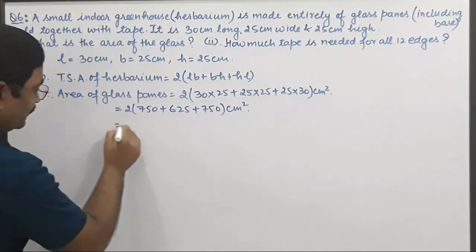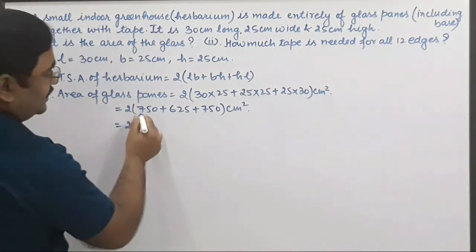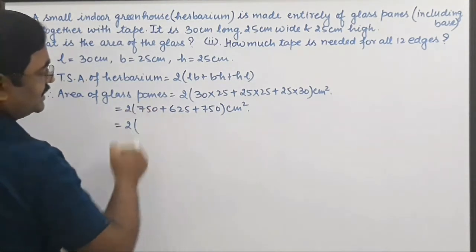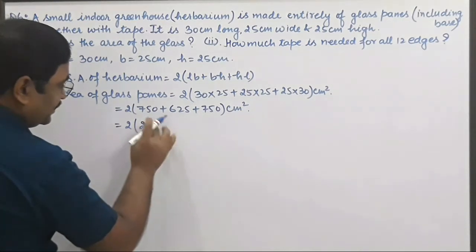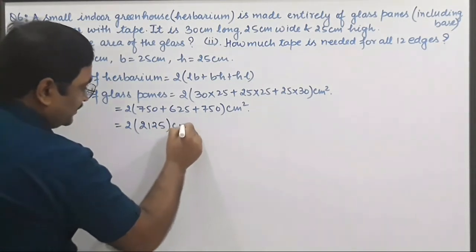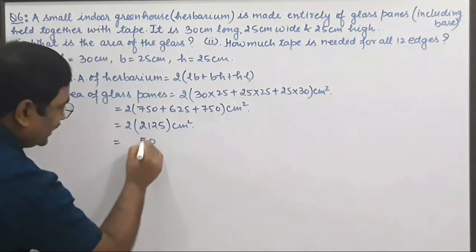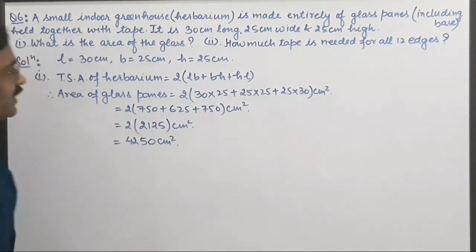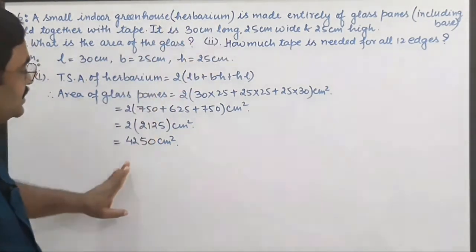Okay, so when you simplify it, after adding, 750 plus 750 is 1500, plus 625 is 2125 centimeters square, and 2 into 2125, 2 5s are 10, 2 2s are 4, 1 5, 2 1s are 2, 2 2s are 4, gives 4250 centimeters square, which is the area of the glass panes required for this herbarium.